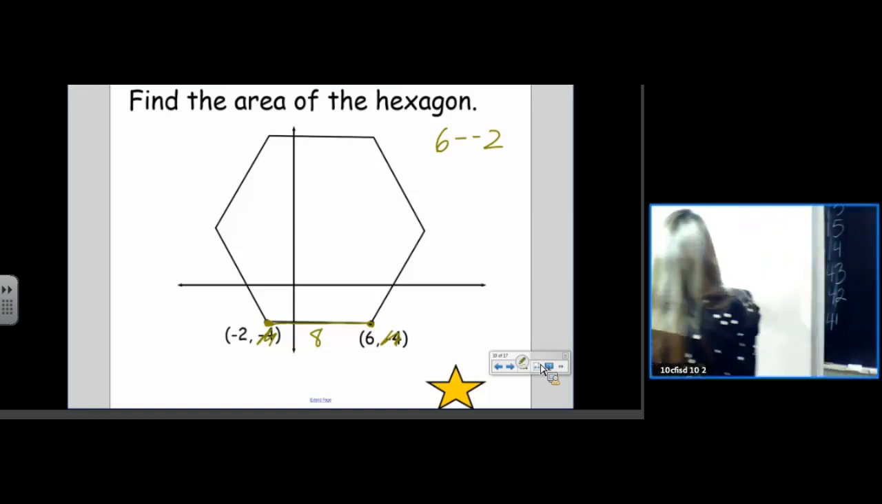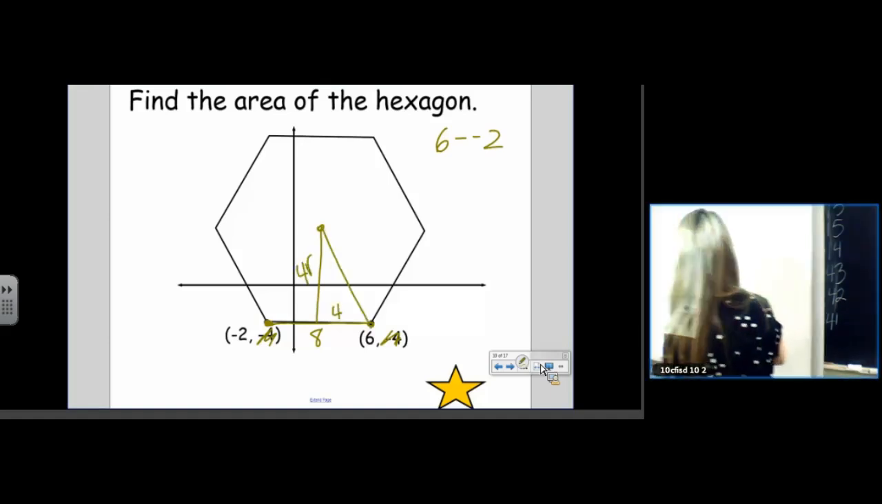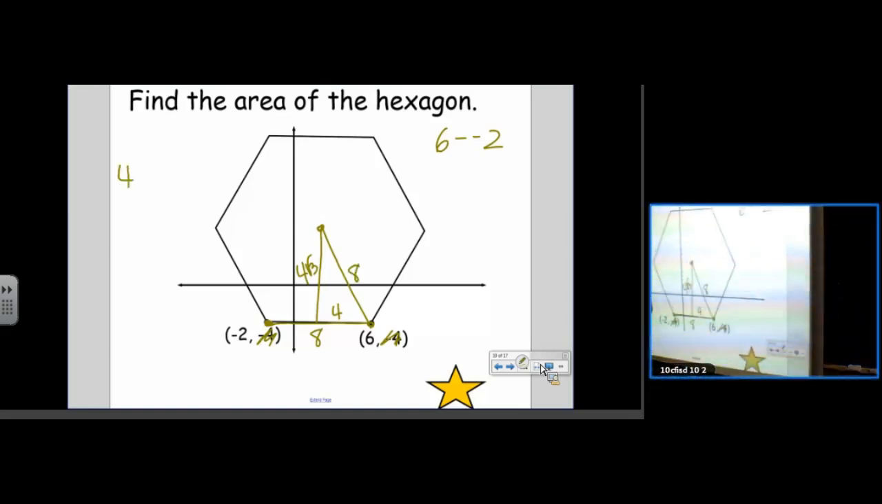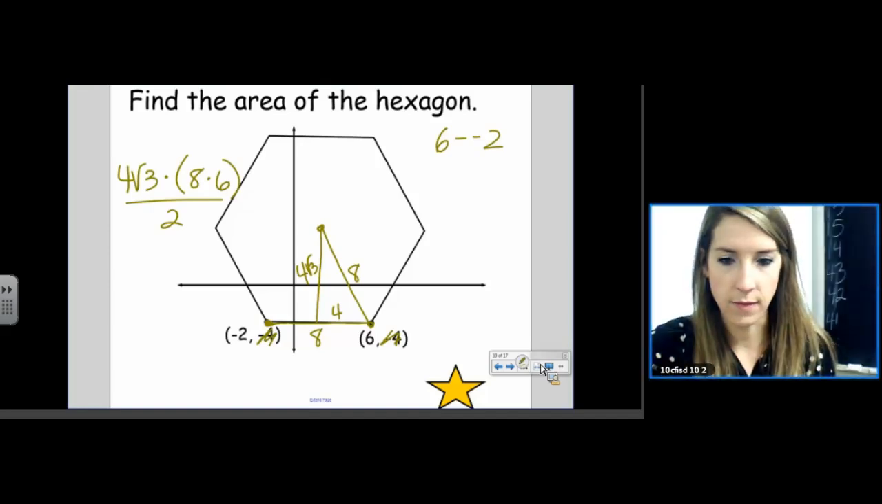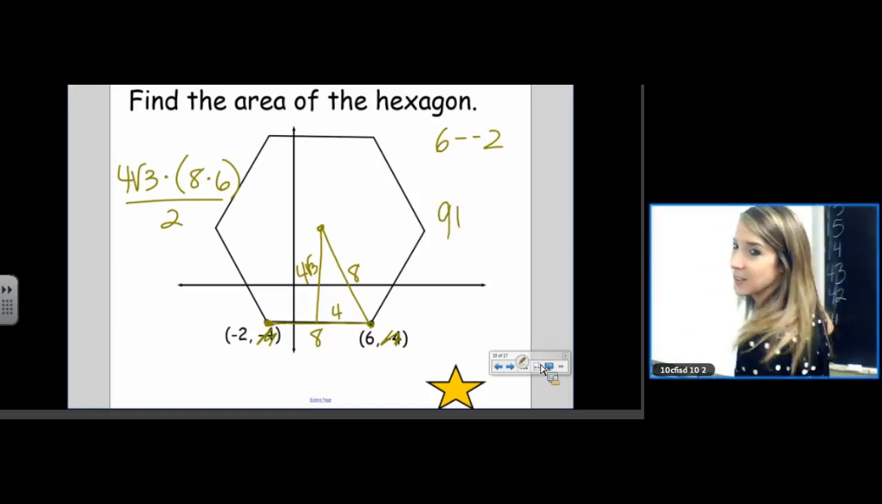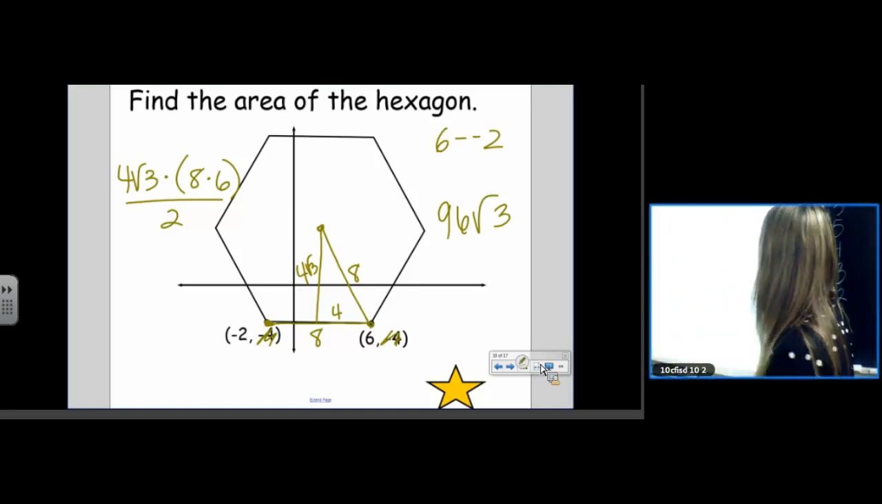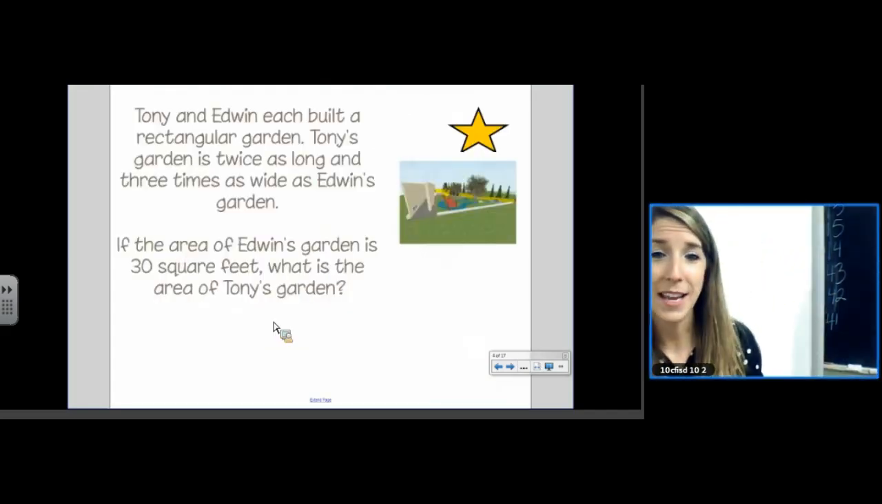All right, now we're doing our usual thing. 4 root 3, and technically that's 8. So we've got our apothem. We've got our perimeter, and divide by 2. Apothem times perimeter divided by 2. The final answer is 96 root 3. We don't have any units. We can put square units. Any questions about that?